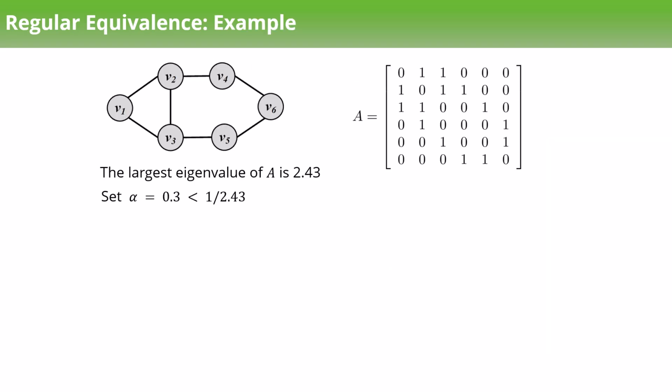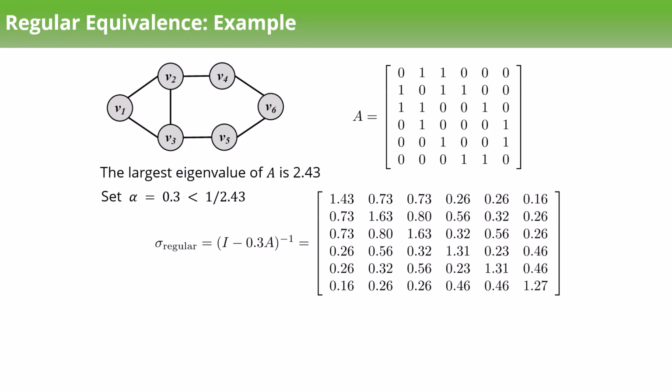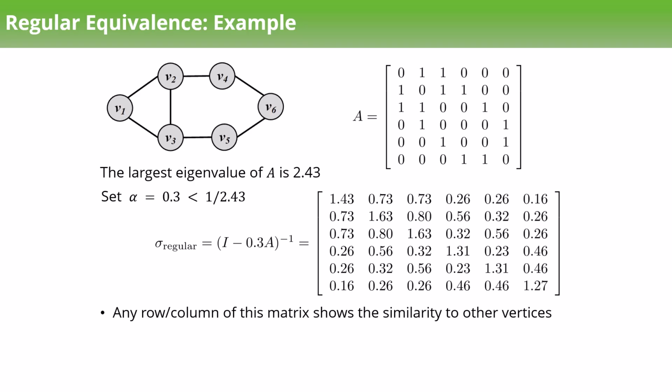So the regular equivalence example. So this is the matrix. We have 6 vertices, so 6 rows and 6 columns. If there is a connection, it is represented by 1, otherwise 0. Then the similarity is calculated by using the value (I minus 0.3A) inverse. So the similarity of each vertex is 1.143, 0.73, etc. like this. So this is a simple concept of regular equivalence.